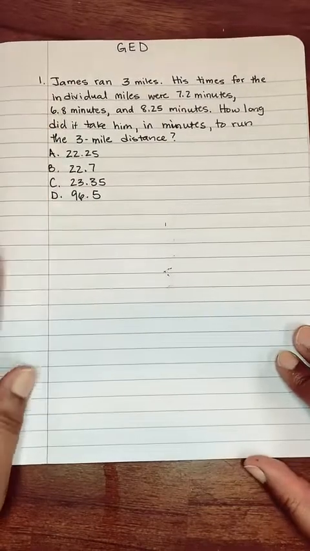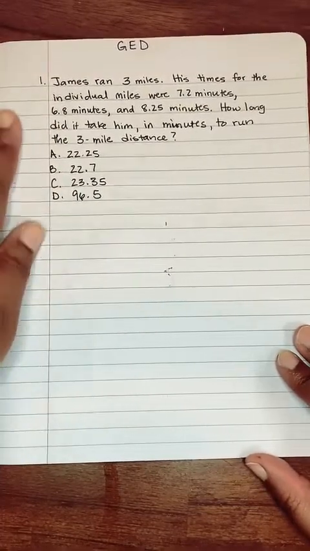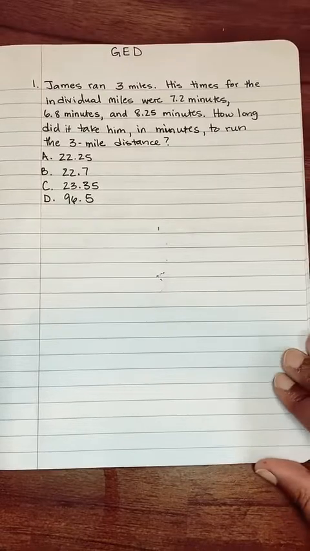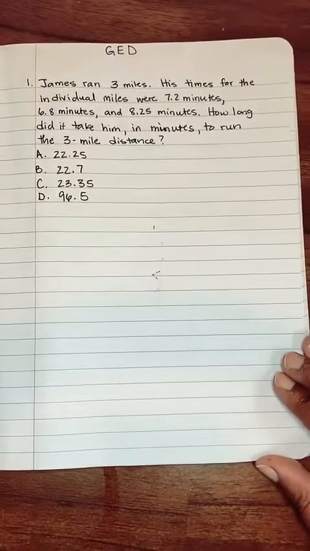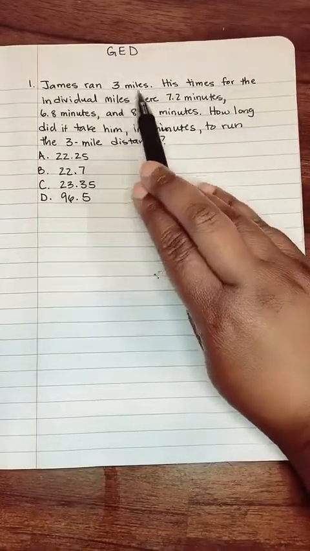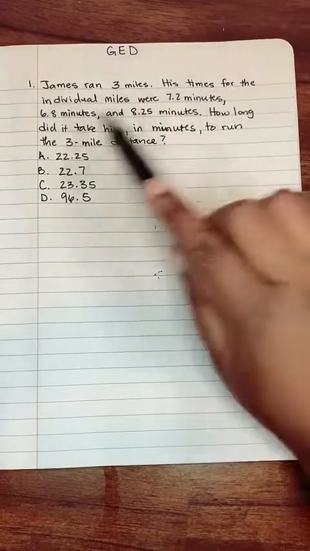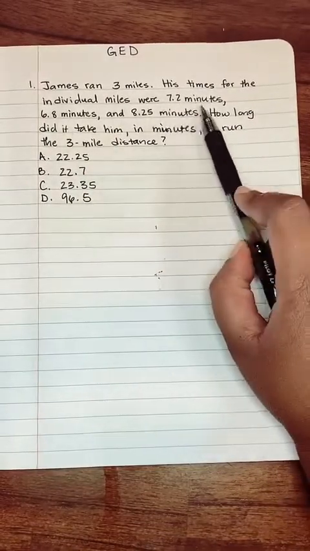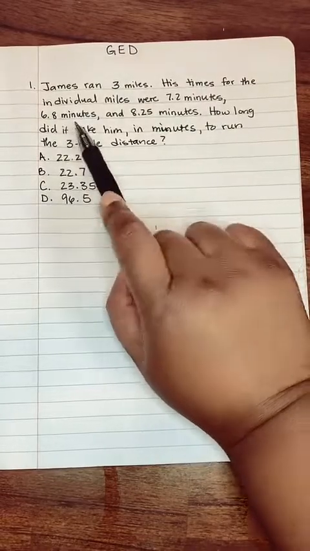So James ran 3 miles. His times for the individual miles were 7.2 minutes, 6.8 minutes, and 8.25 minutes. How long did it take him in minutes to run the 3-mile distance?